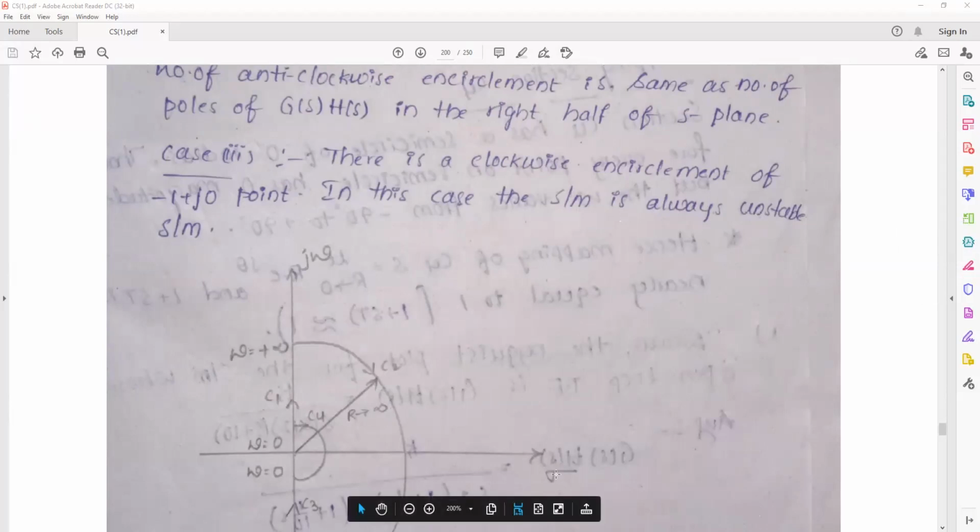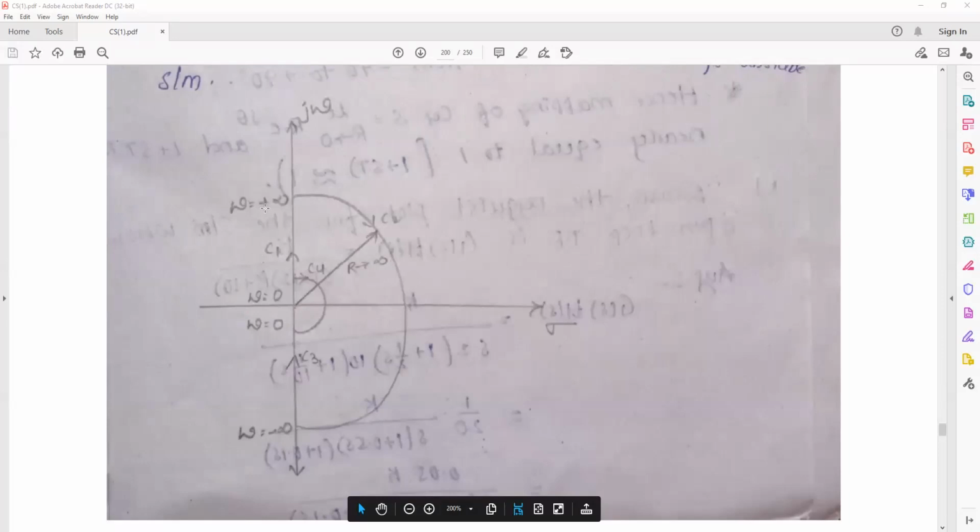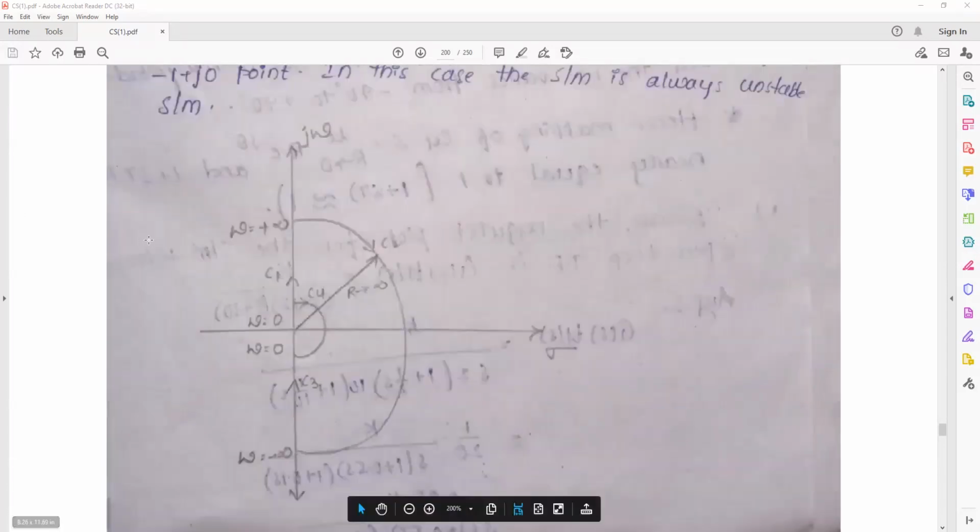Okay, so in the lambda, sigma and the j omega plane, omega equals 0 to plus infinity, omega equals 0 to minus infinity. The first mapping is of section C1, the second mapping is of section C2, the third mapping is of section C3, and the fourth mapping is of section C4. So 0 to plus infinity is C1, 0 to minus infinity is C3, the complete clockwise encirclement is C2, and the 0 encirclement is C4. Okay, so this is the complete Nyquist plot.